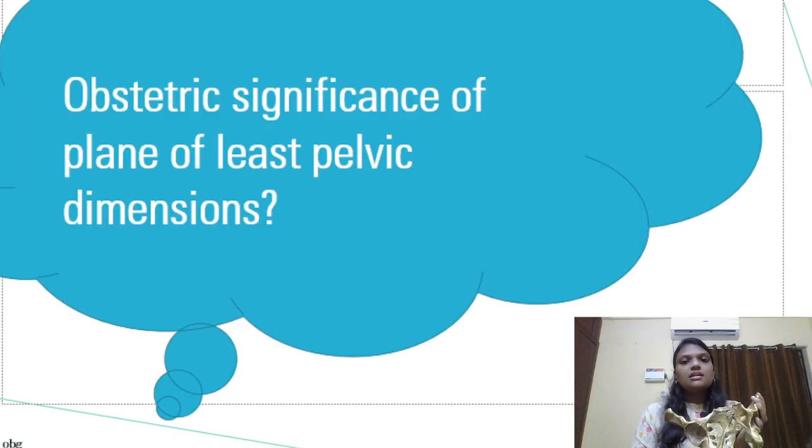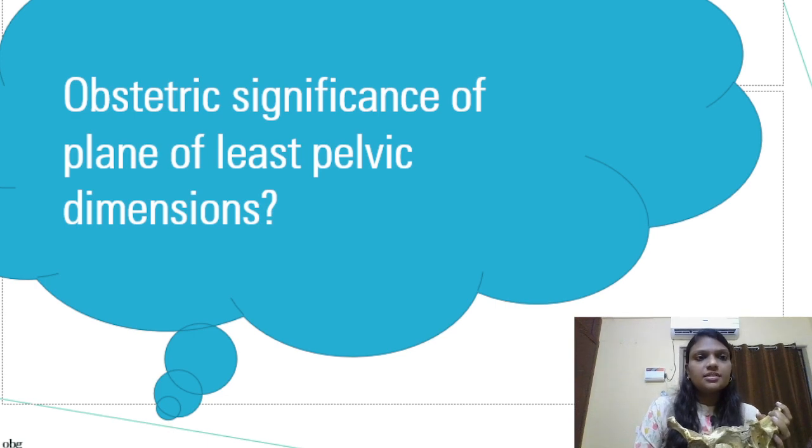Now let's see the clinical significance of this plane of least pelvic dimensions, that is the mid-pelvis. What are the obstetric significances of the mid-pelvis? As we have seen, the transverse diameter of the mid-pelvis is just 10 centimeters. So this is the narrowest part of the entire pelvis. If a baby can cross the mid-pelvis, the probability of a normal vaginal delivery is higher. This is the first clinical obstetric significance: it is the narrowest part.